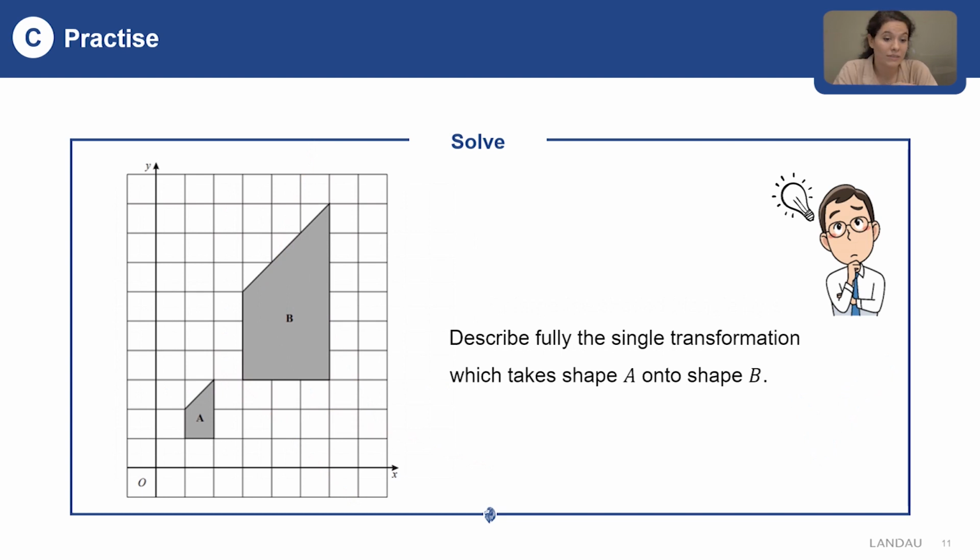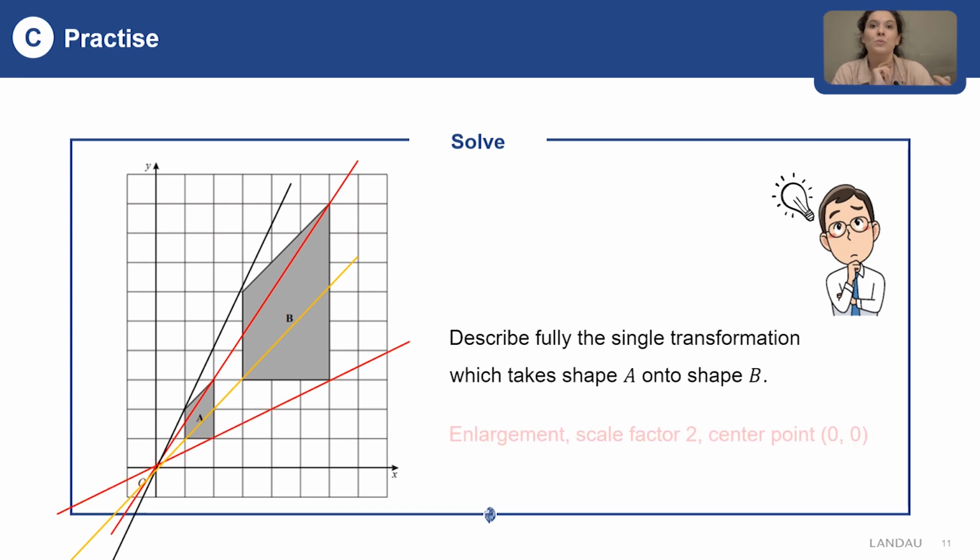When I draw all of them, I have to check where all these lines pass through. They all pass through 0, 0, the origin. It means the center point here is the origin. The answer here is enlargement, scale factor is 2, and center point is 0, 0. That's the final answer we were looking for in this question.